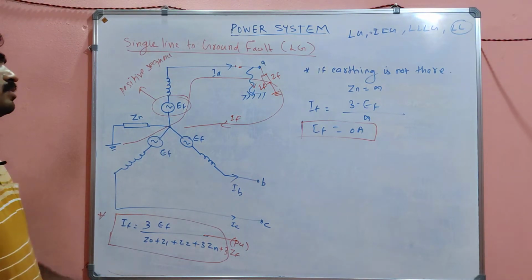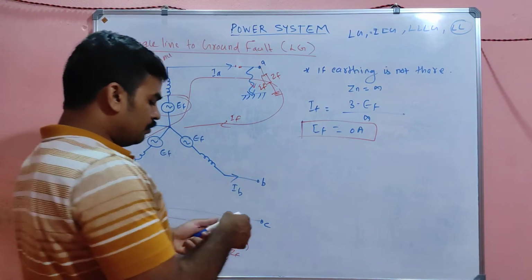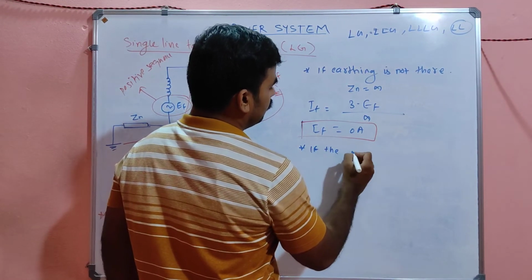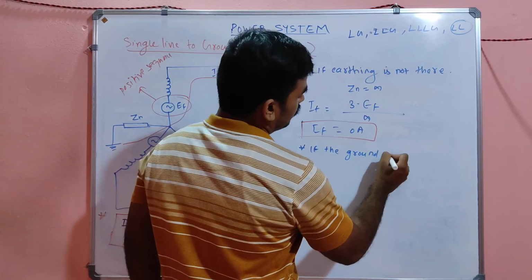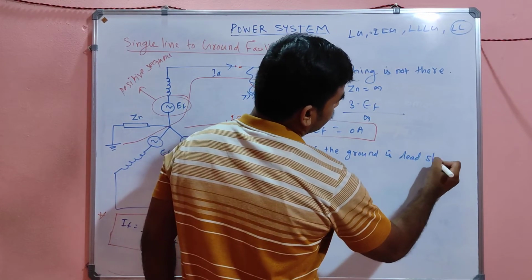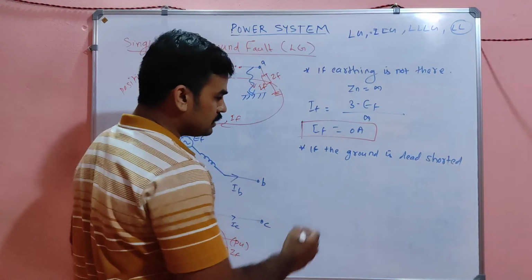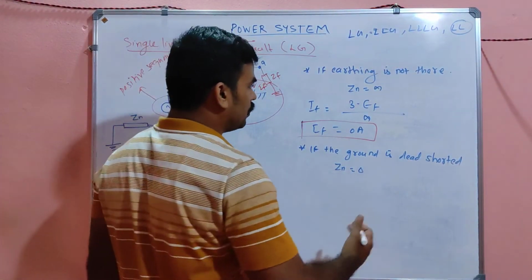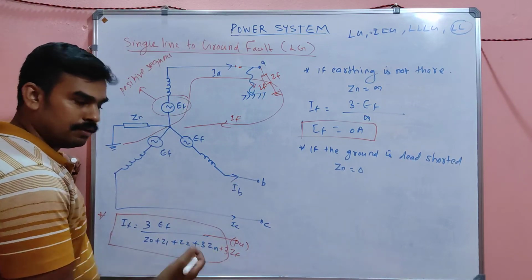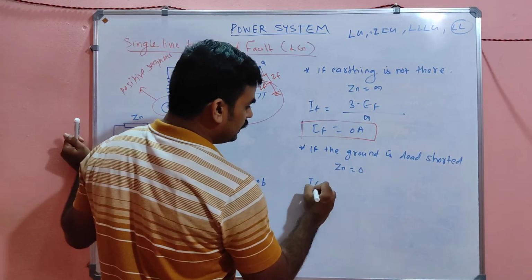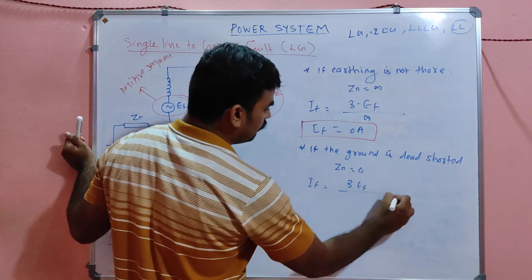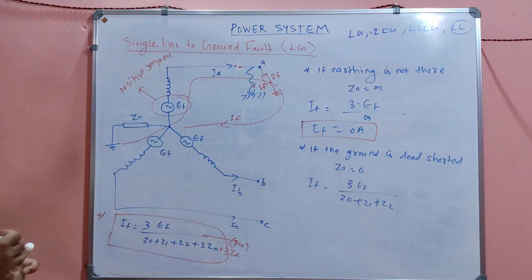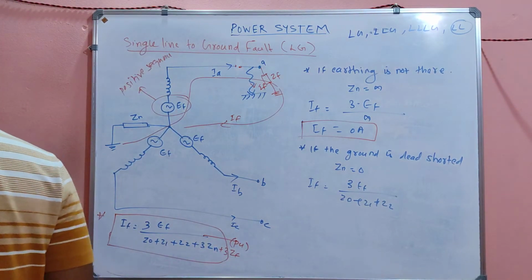No issue. And if the ground is dead shorted, that means Zn is equal to 0. If the ground is dead shorted, Zn will be equal to 0, which means IF will simply be equal to 3 into EF divided by Z0 plus Z1 plus Z2 only. There is no Zn at all.